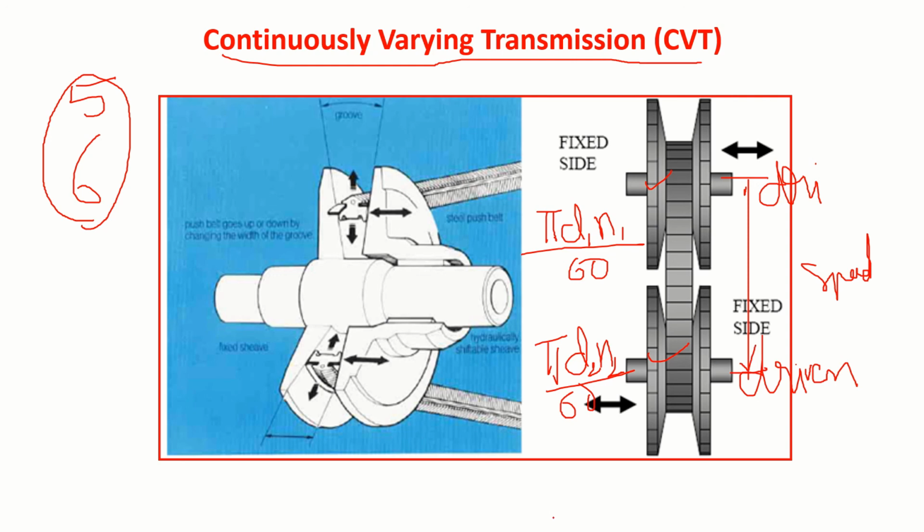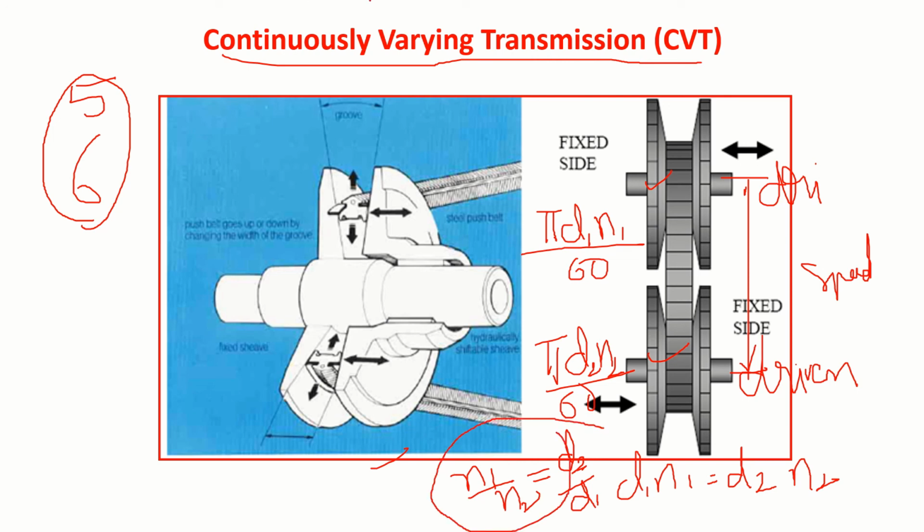Correct. Now the question is, that means to say their linear speeds are the same. That means d1 n1 is equal to d2 n2. So here I can get n1 by n2 is equal to d2 by d1. By varying the diameter ratios, it is possible to obtain different ratios. So if I have a pulley whose diameter can be varied continuously, it is possible to get an infinite number of speed ratios. That's what exactly happens in a continuously varying transmission system.